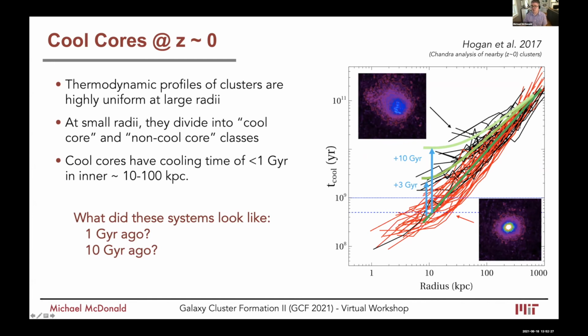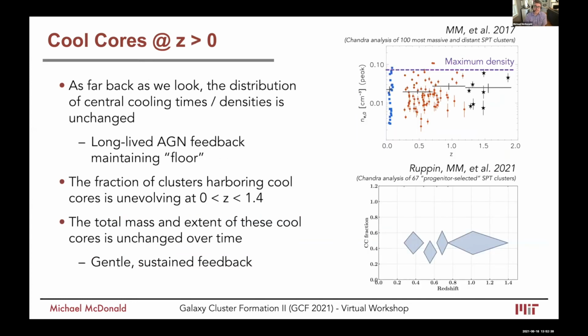And so if you take cooling time profiles and just add 3 gig a year, 10 gig a year to them, they should change. So as you go back in time, in a very simple model, the cooling time profiles ought to change. And what we see is that they don't.